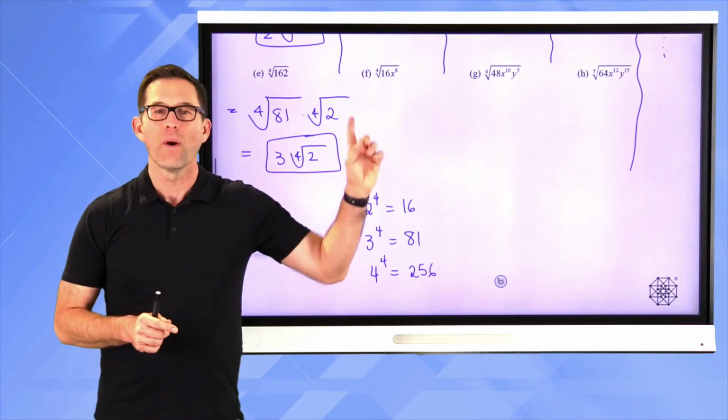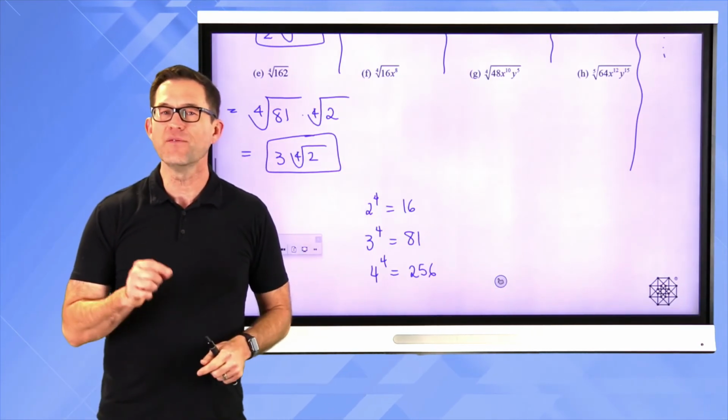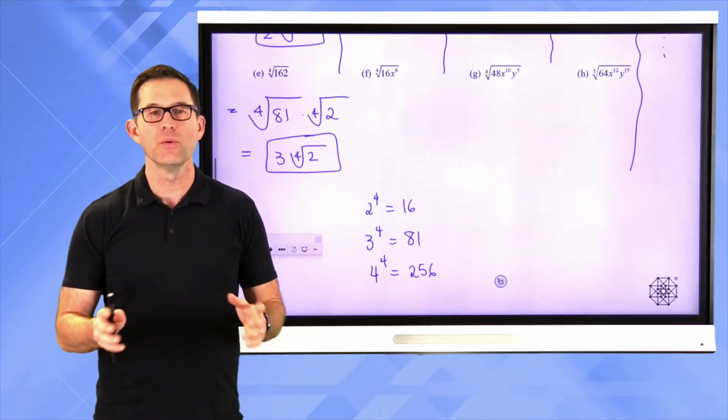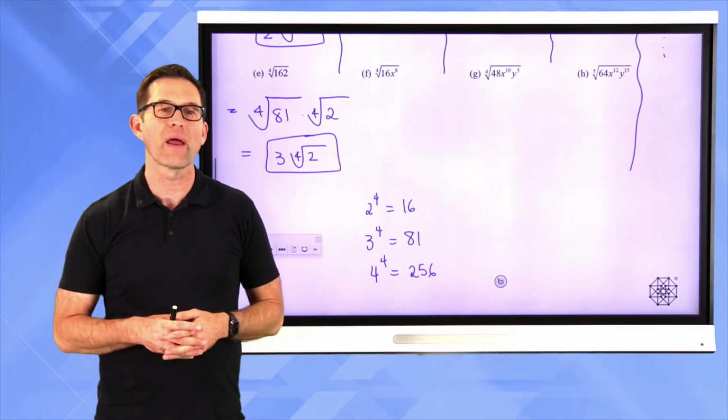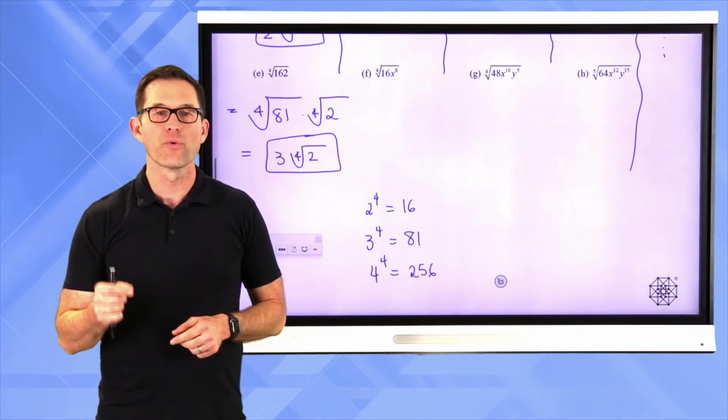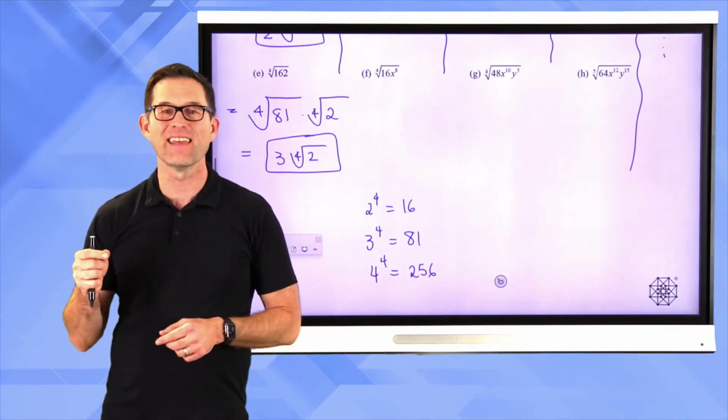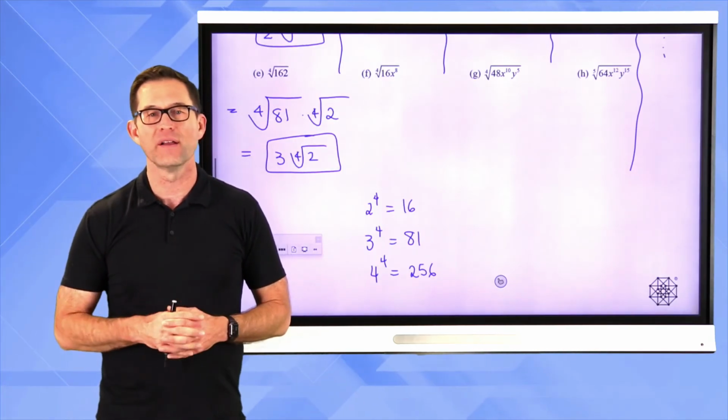All right, why don't you take a look at letter F and see if you can use what we've already seen with cubed roots and square roots to try to figure out how to simplify the fourth root of 16x to the 8th. Pause the video now and see what you can do.